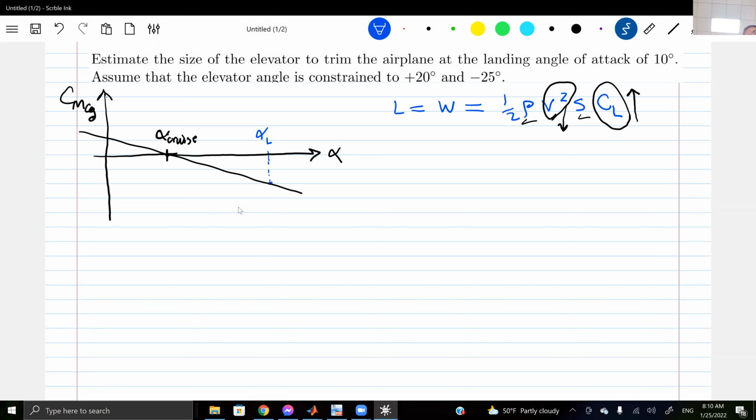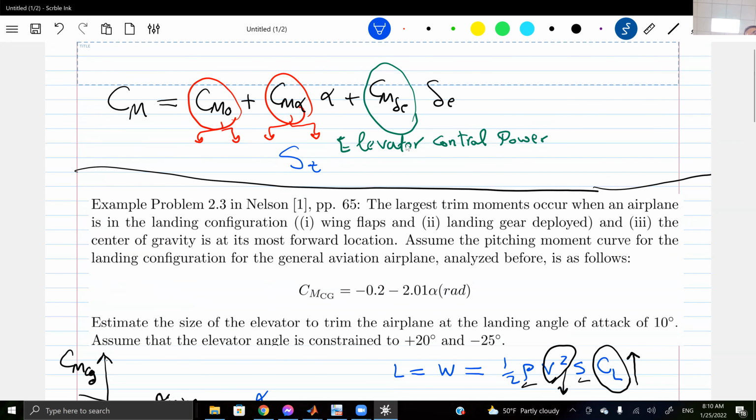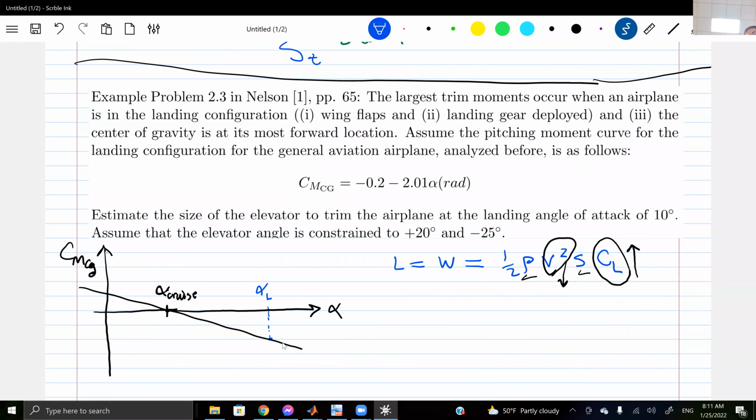What else? What are we trying to do here? Again, I'm trying to size the elevator. So I'm trying to look at the worst case scenario where the airplane will be highly unbalanced, to design on this worst case scenario. And it turns out that this worst case scenario is during landing. Why? Because of what I mentioned now and some other factors. And in addition, another worst case scenario is the following. The airplane is at its most forward CG location. Center of gravity is at its most forward CG location.